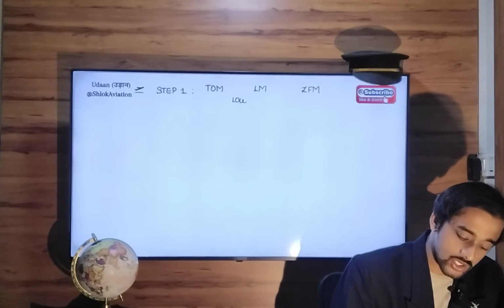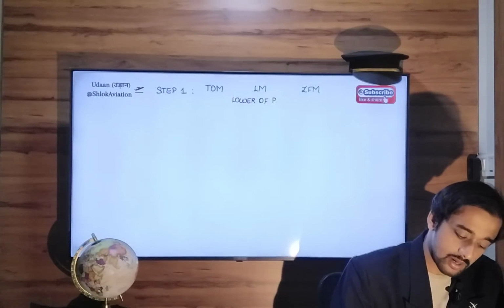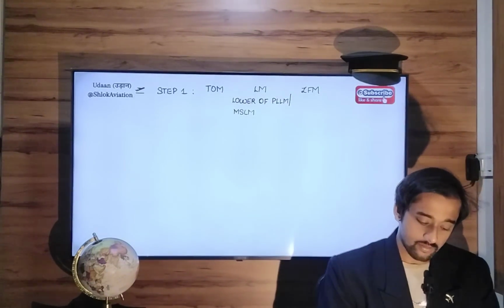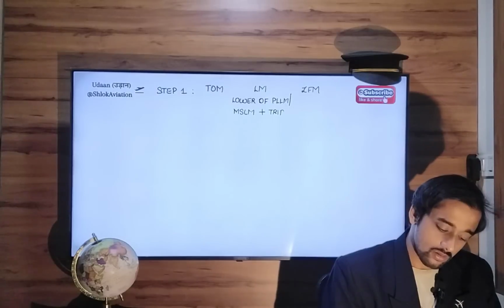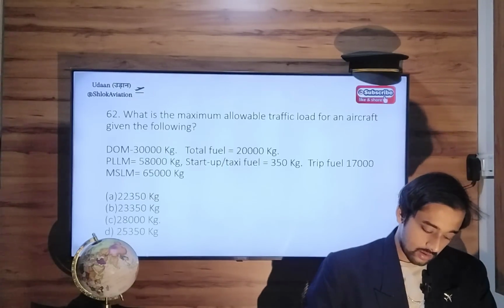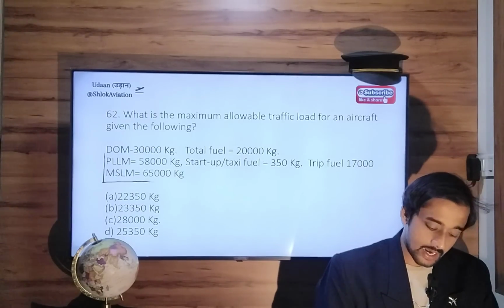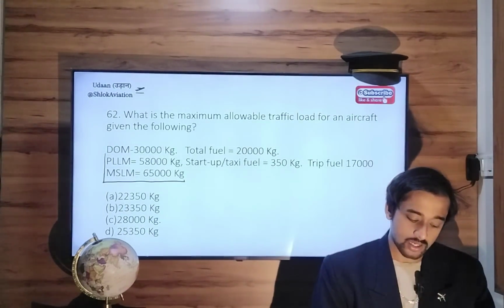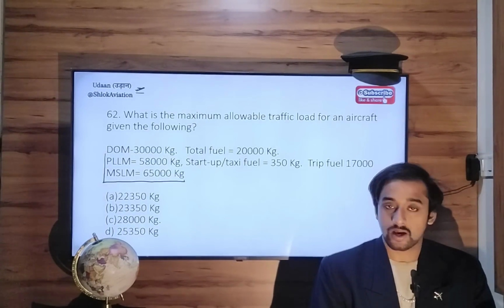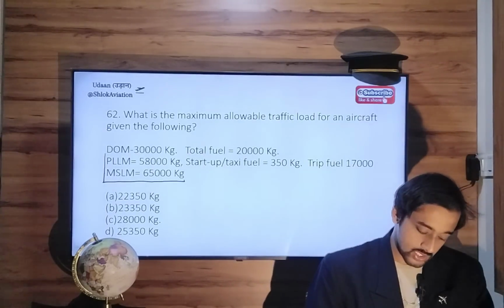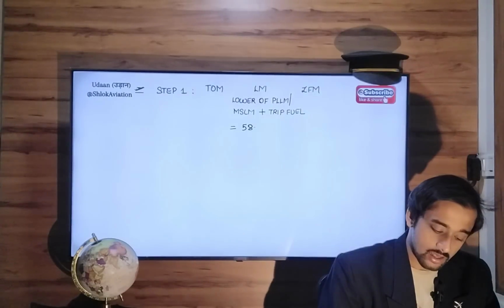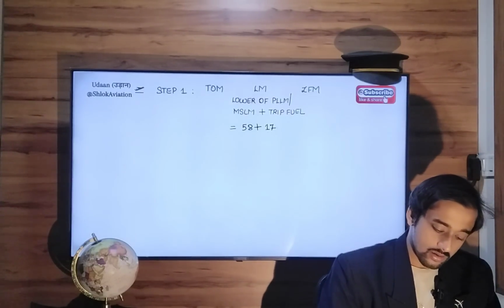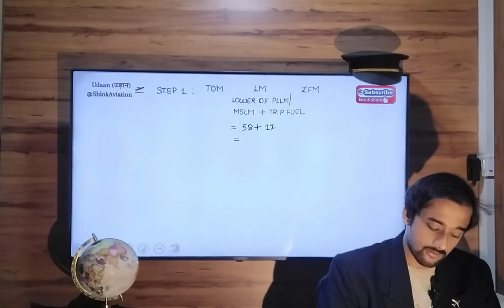In the landing mass column, what is the procedure? You are going to select the lower value between performance limited landing mass and maximum structural landing mass, plus trip fuel. Between them, the lower value belongs to performance limited landing mass, which is 58,000, whereas maximum structural landing mass is 65,000. So we'll go with performance limited landing mass, which is 58,000 or 58. Trip fuel is 17,000, so plus 17. So 58 plus 17 is 75.